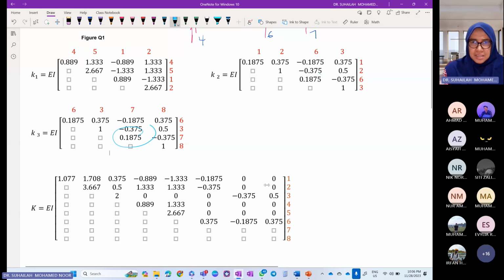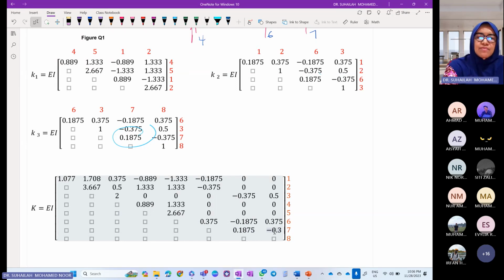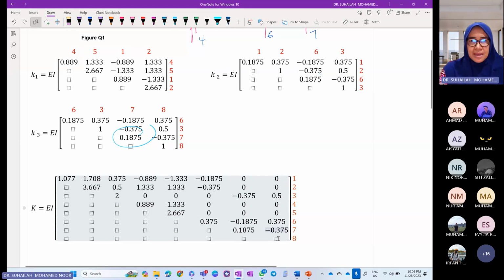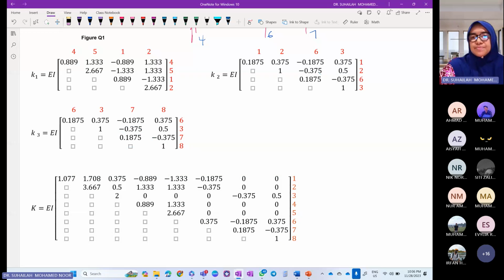7, 7 is 0.1875. 7, 8 is negative 0.375. And 8, 8 is 1. So this is the K, the stiffness matrix for the beam, for nodes, for joint.